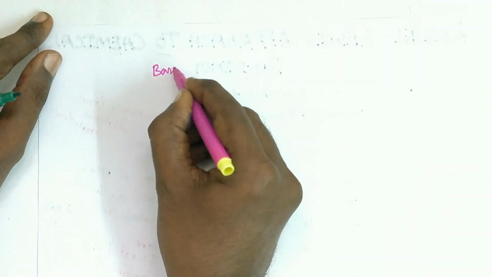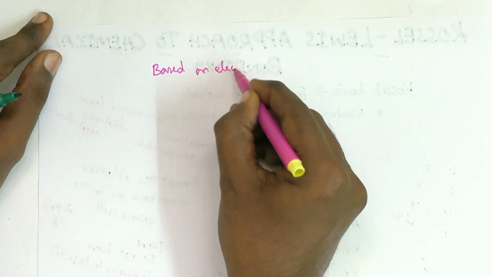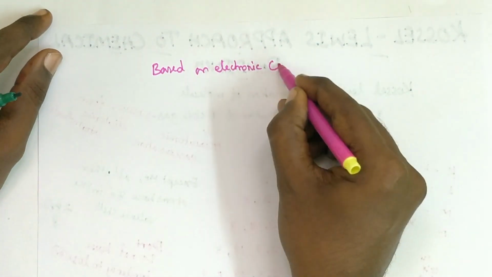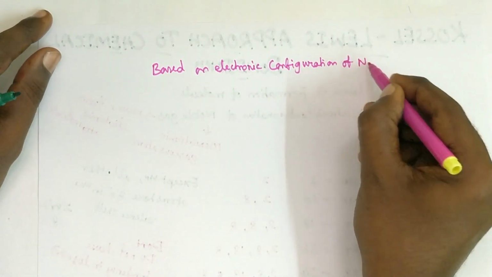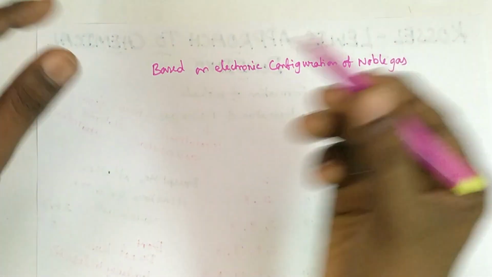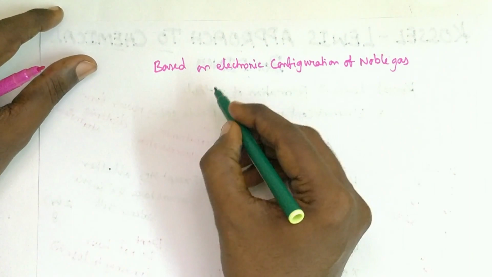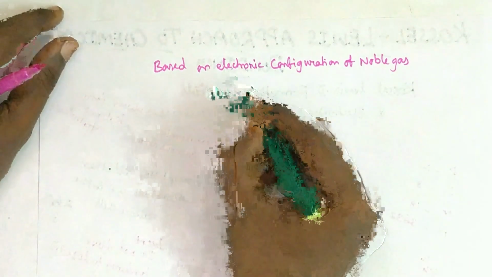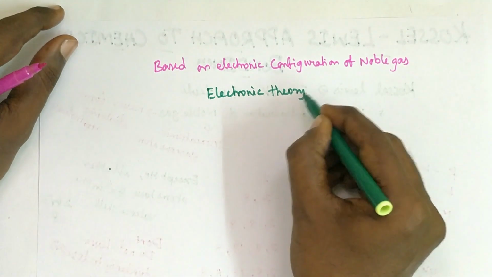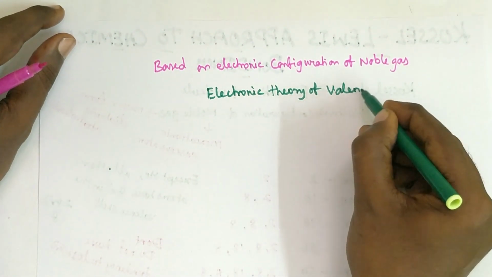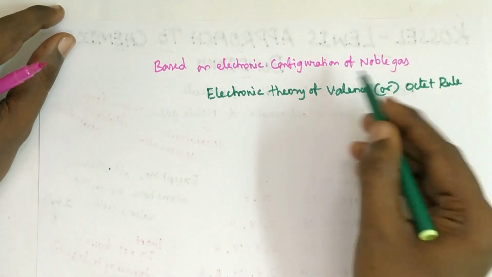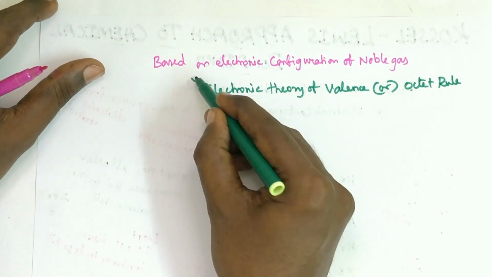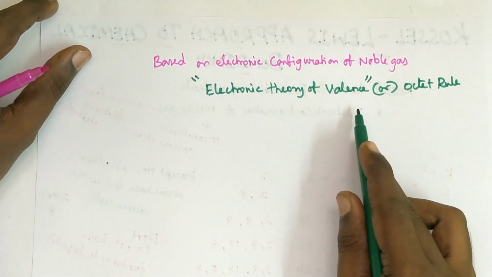So based on the electronic configuration of noble gas, he proposed a new theory called the electronic theory of valence, or octet rule. So based on that concept, he proposed a new theory called electronic theory of valence or octet rule.